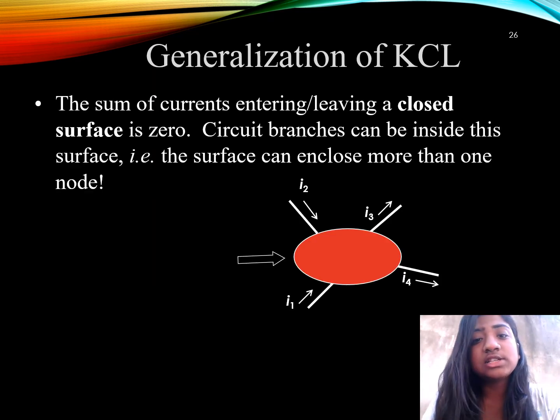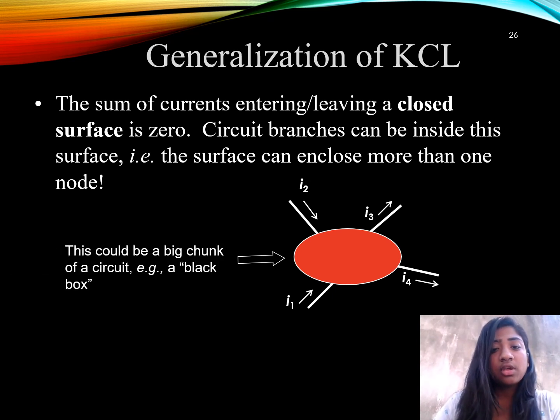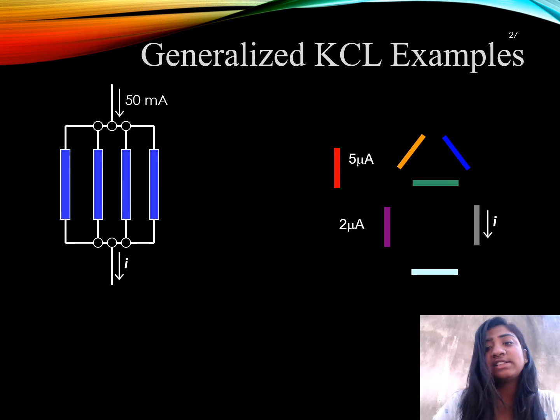Generalization of KCL. The sum of currents entering or leaving a closed surface is 0. Circuit branches can be inside this surface, that is, the surface can enclose more than one node. This could be a big chunk of a circuit. Generalized KCL examples.